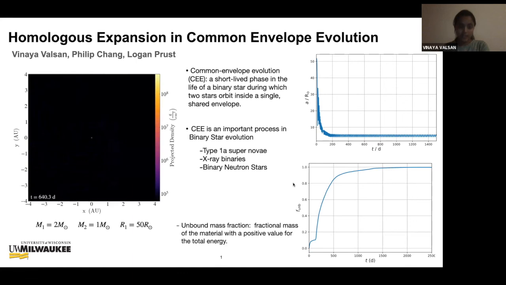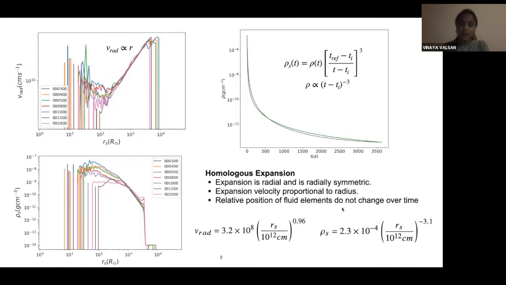So now we look at evidence for homologous expansion in the simulation. So what is homologous expansion? Homologous expansion is this radially symmetric radial expansion where the radial velocity is proportional to the radius.